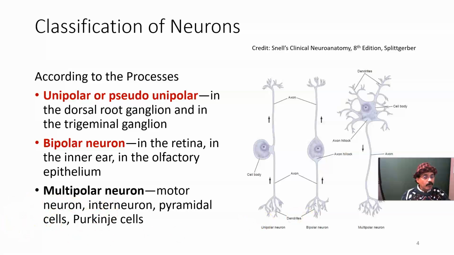Multipolar neurons include the motor neuron. What is the motor neuron? In the anterior gray horn of the spinal cord, we get motor neurons. Interneurons connect the motor and sensory neurons. The pyramidal cell neuron is present in the cerebral cortex. Purkinje cells are present in the cerebellum.